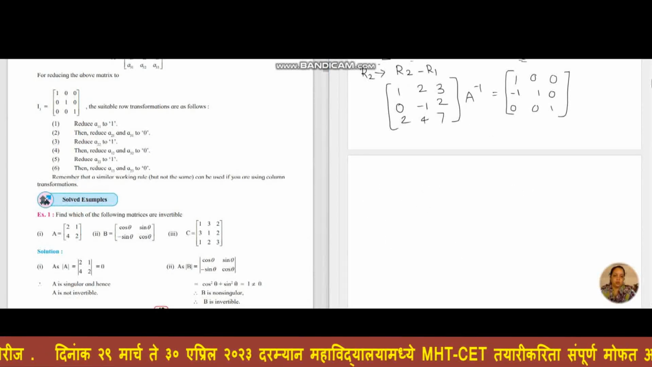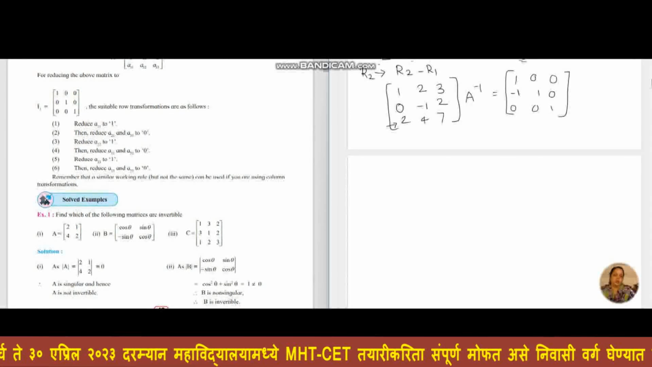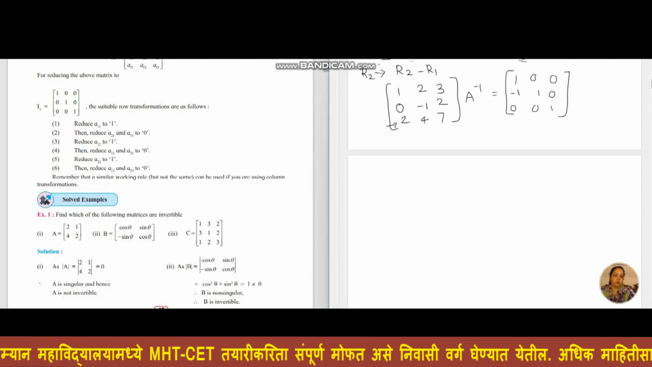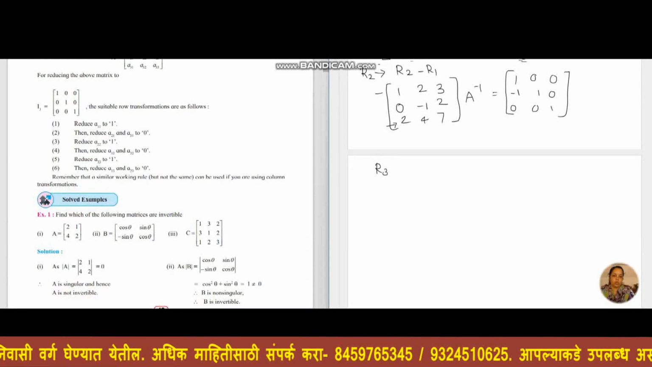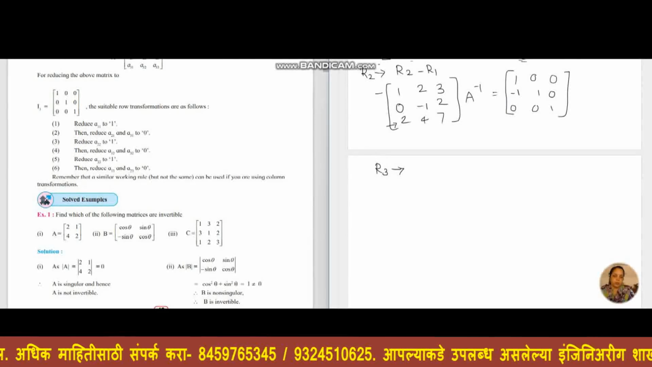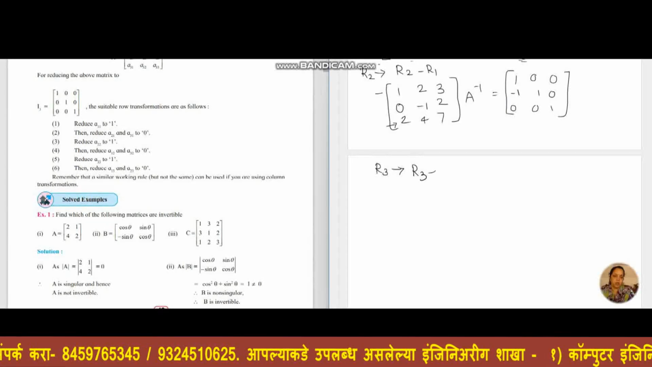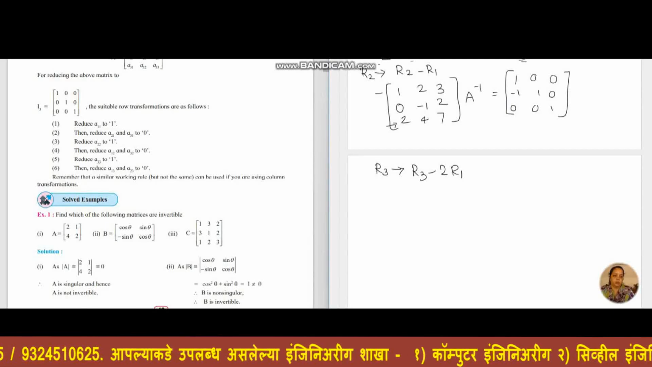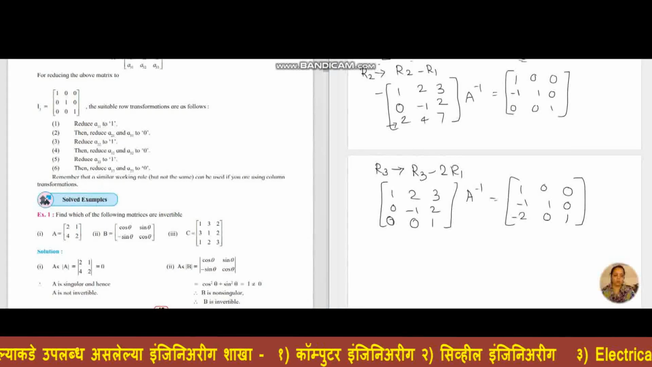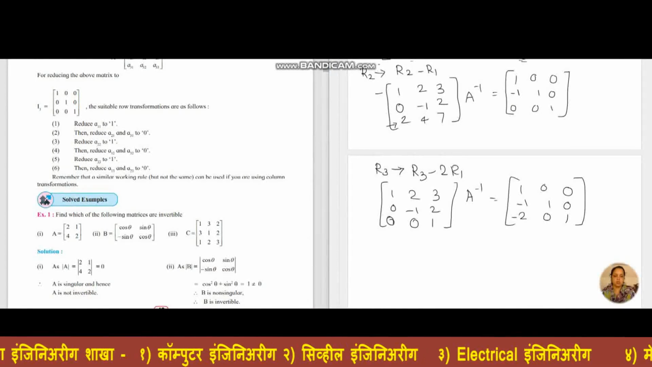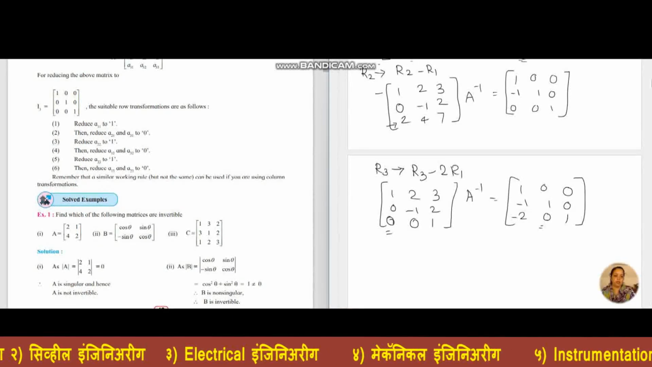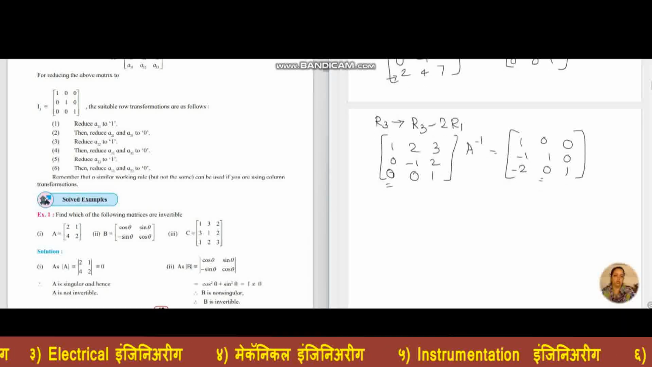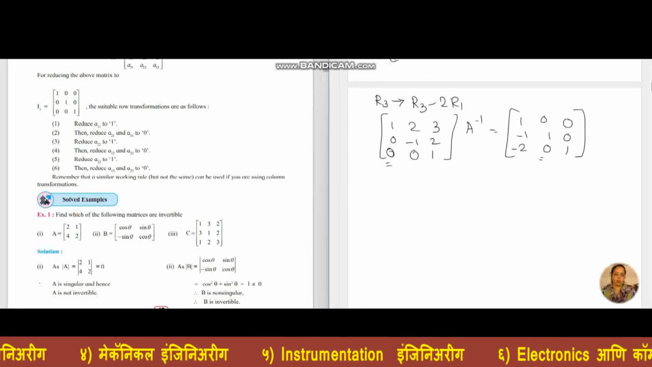Now we try to convert this element to 0. If we subtract 2 times R1 from R3, then this element will become 0. The next operation is R3 changes to R3 minus 2R1. The operations which we are performing on A, perform the same operations on this identity matrix also. So now we check the next operation.